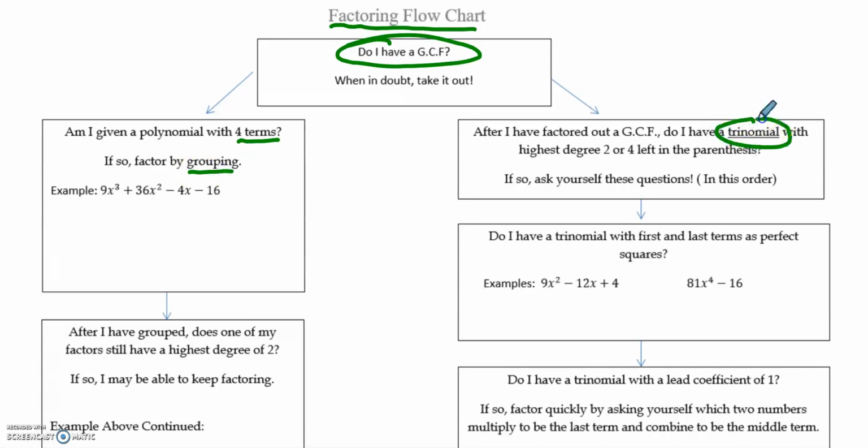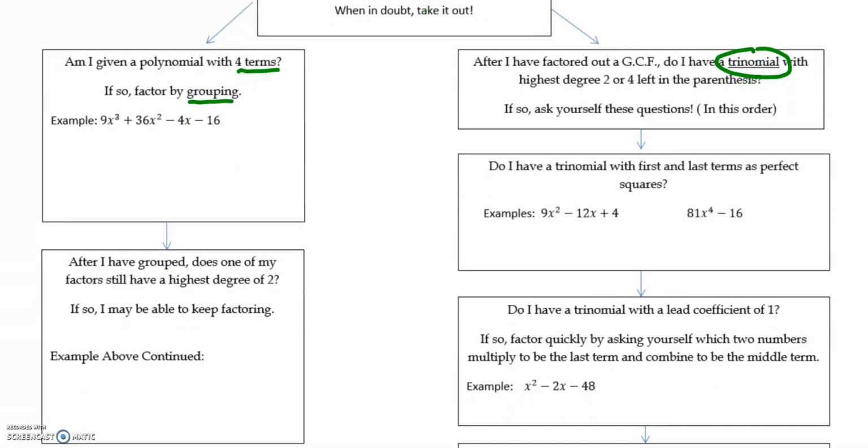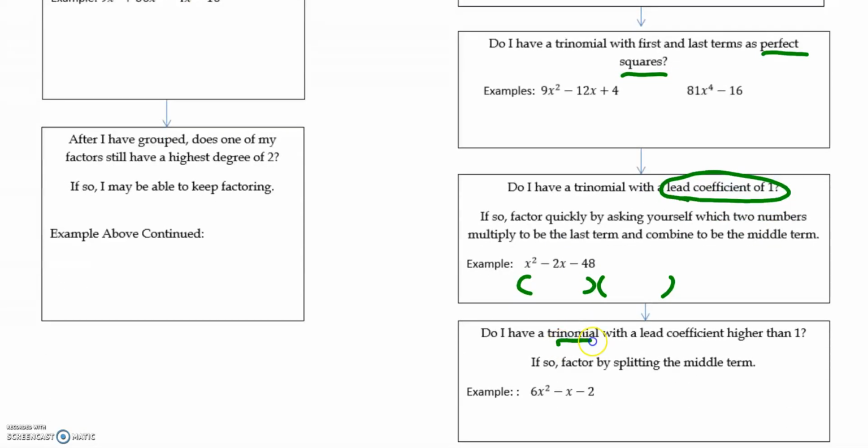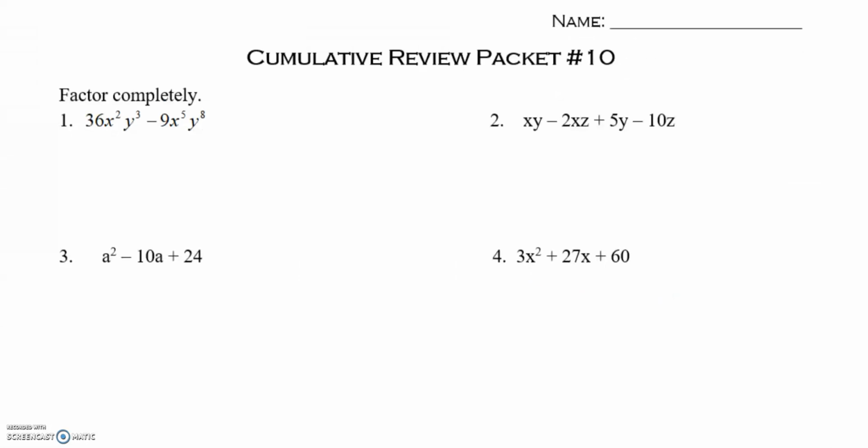If I have a trinomial, then I ask questions like, do I have perfect squares on the ends? If I don't, do I have a trinomial with a lead coefficient of 1, so I could factor quickly into 2 parentheses right away? And then if nothing else works, if I have a trinomial with a lead coefficient bigger than 1, that's when I have to split the middle term. And so you're going to be hearing me ask these questions on every problem. So let's get started with number 1.